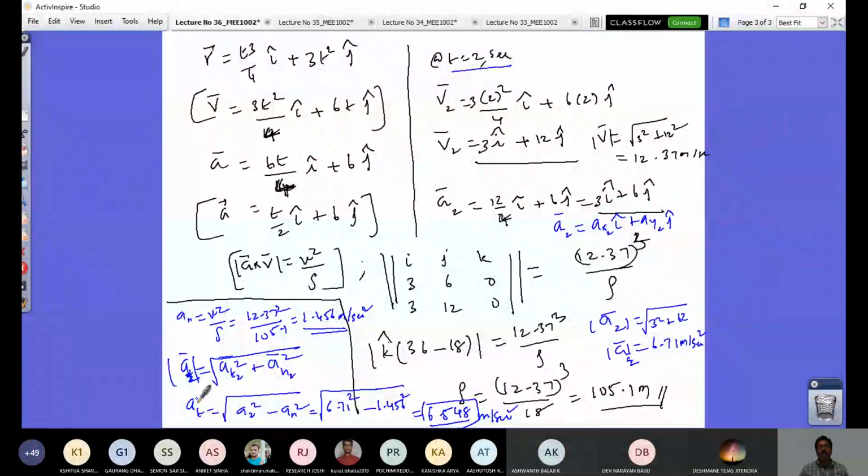This component is responsible for change in magnitude of velocity. And this component is responsible for maintaining the direction of motion. Very important understanding. That's why you are asked for n-t components. If I have this, I know how I control my direction of motion. And if I know a_t, I know how my motion parameters vary along the path. That means the magnitude of change in velocity, the change in speed, the change in position. To calculate all of this, I require this a_t, right?